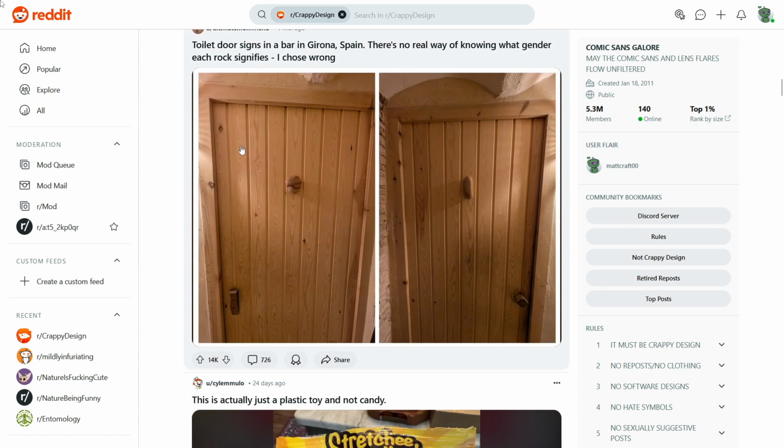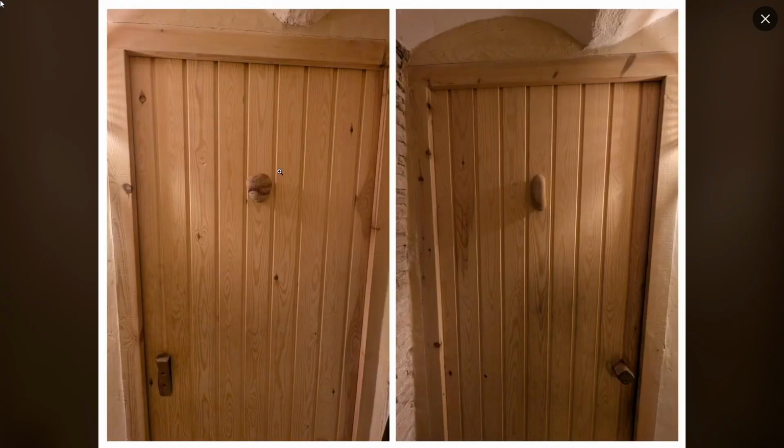Toilet signs in a bar. Always the worst. There's no real way of knowing what gender each rock signifies. I chose wrong. Well, I would hope that the round rock stands for females, and the long potato-looking, shaft-looking rock stands for men, because, you know, shaft, womb. This kind of looks like a womb, and this kind of looks like a shaft, you know? I hope that'd be correct, but still, it's kind of stupid.